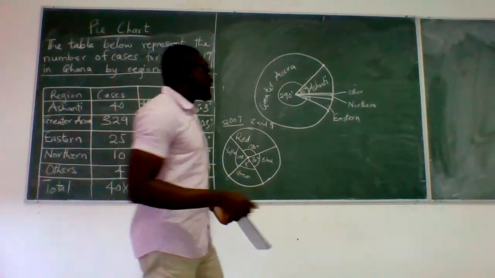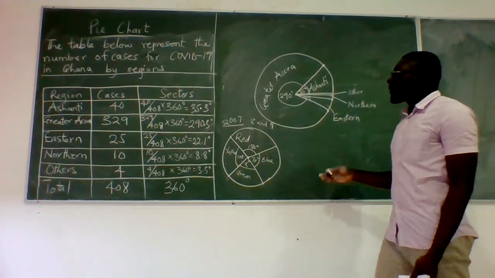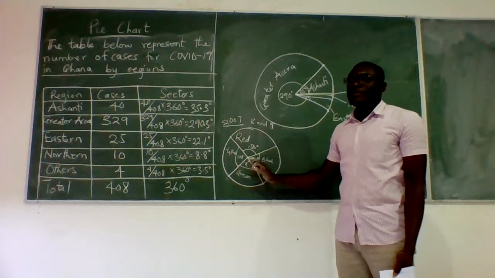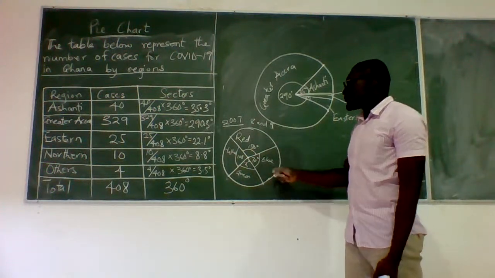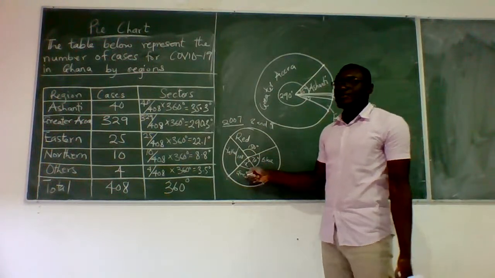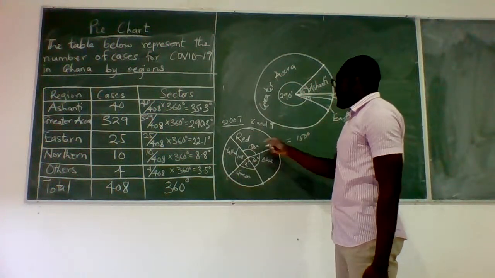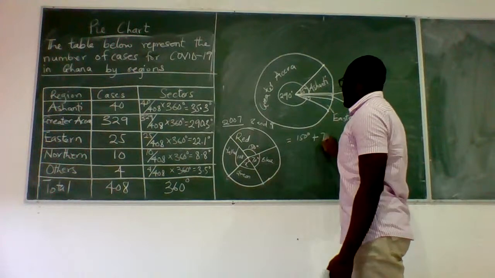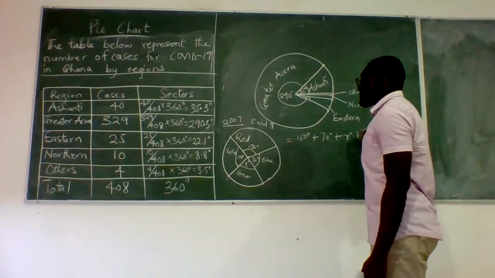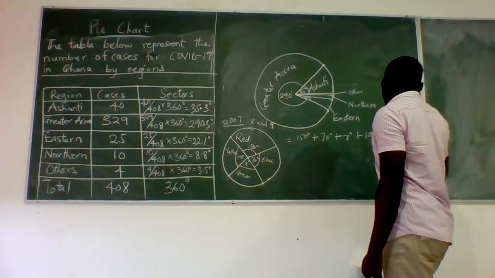So how do we find the value of X? It is simple. We have already told you that the sum of all the sectors in that circle should give you 360 degrees. So the easy thing to do is to add all these, equate it to 360, and find out what X will be. So this gives us 150 degrees from here, plus 70 degrees from here, plus X degrees from there, plus the 108 degrees, and this should give you 360 degrees.